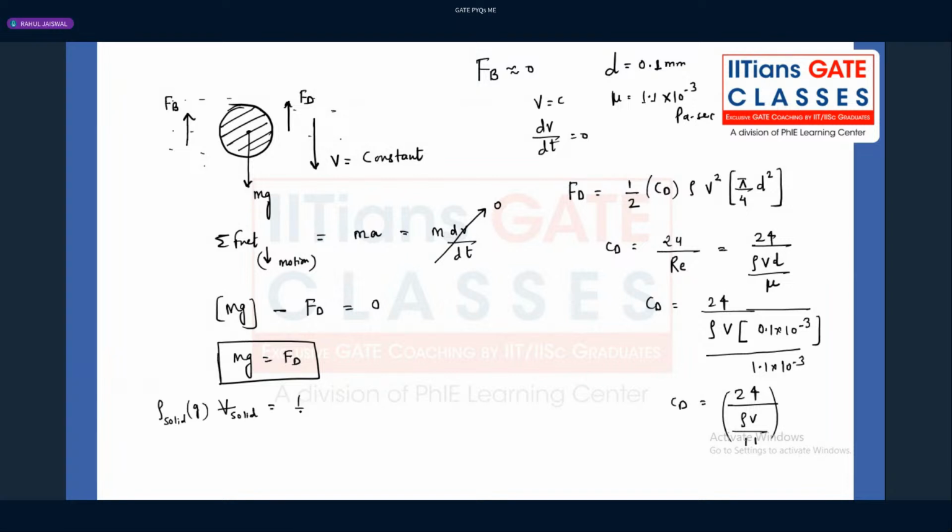which is equal to half of CD. CD value is rho v by 11, into rho v square, into pi by 4 d square. Now here you can see the rho will cancel out, and v will cancel out. So what you can get here is 24 into 11 over 2 over 4.